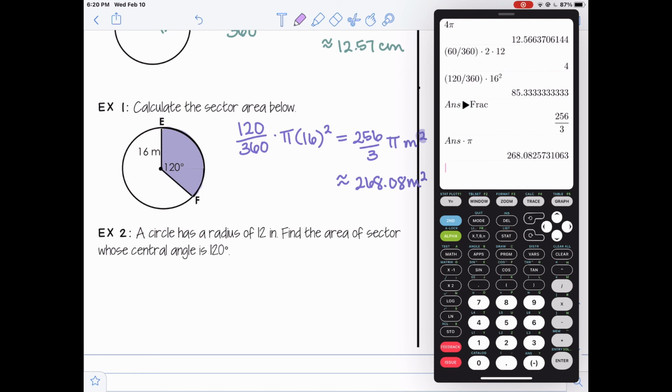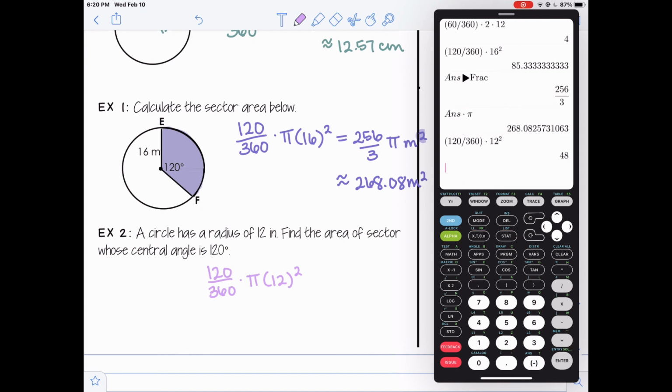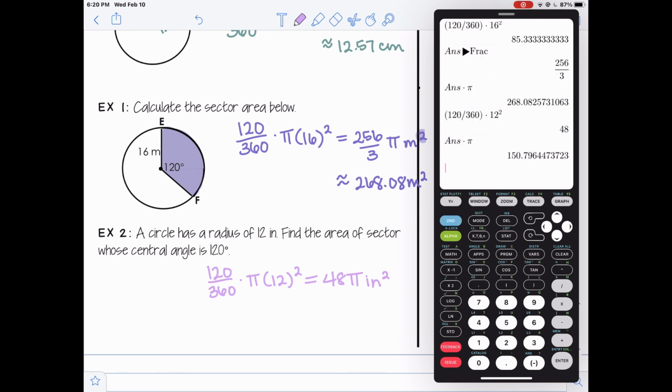Very good. If you said 48 pi, that is the correct answer. We're going to take 120 out of 360 times pi r squared, where r is 12. So our exact answer would be 120 divided by 360 times 12 squared this time, which gives us exactly 48 pi. And of course our units are inches squared this time. Okay, an approximate answer would be around 150.8. Okay, and that's all there is to it.